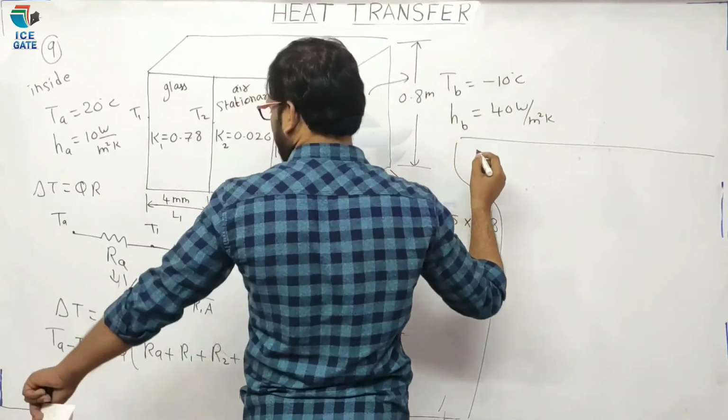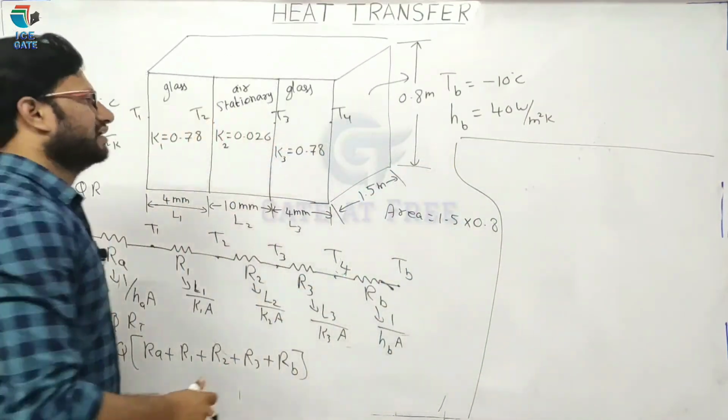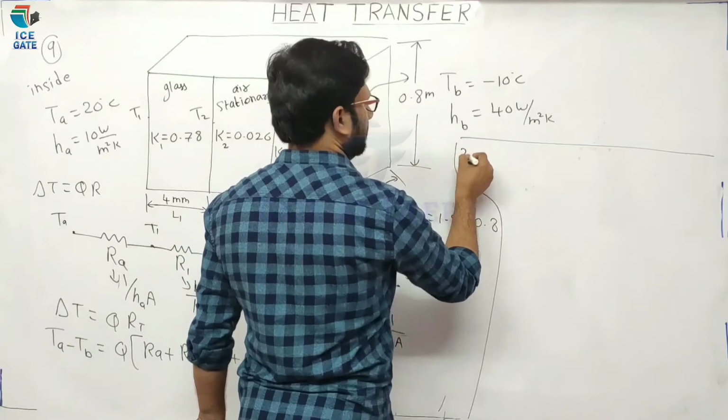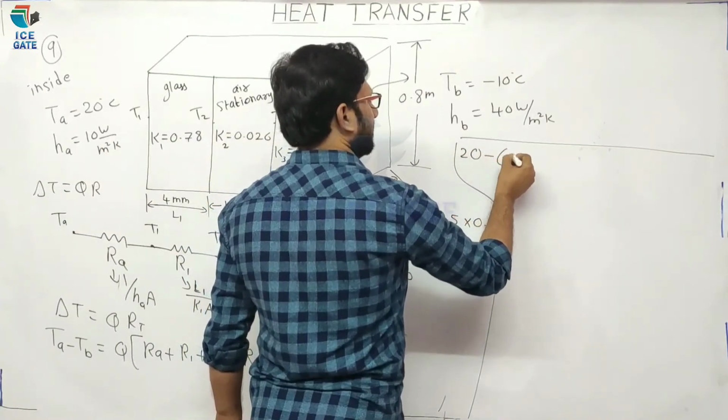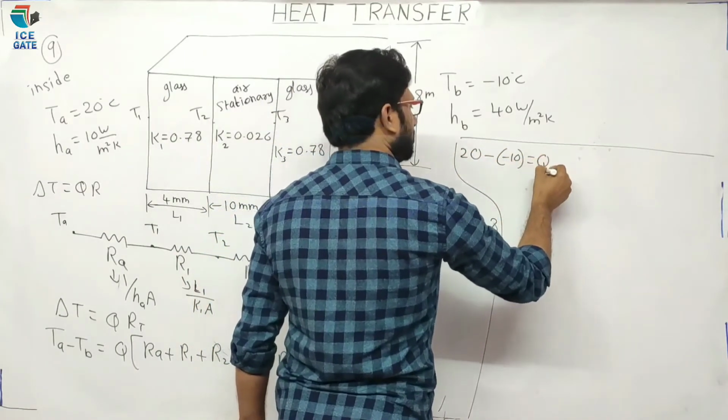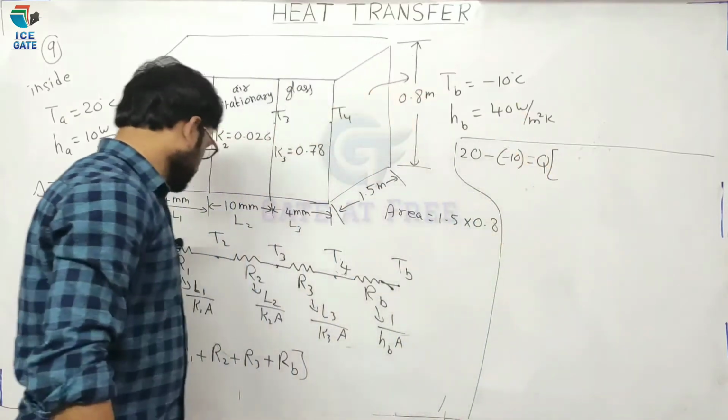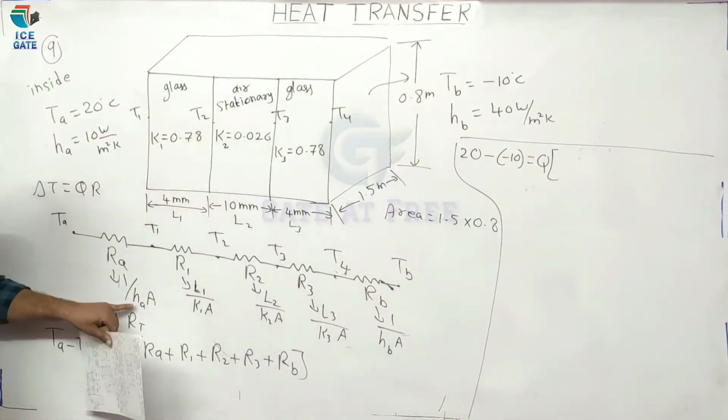Now what is TA? Now substitute all the values here. TA is 20 minus of minus 10 is equal to Q. We have to find out. Now in place of RA, 1 by H suffix A.